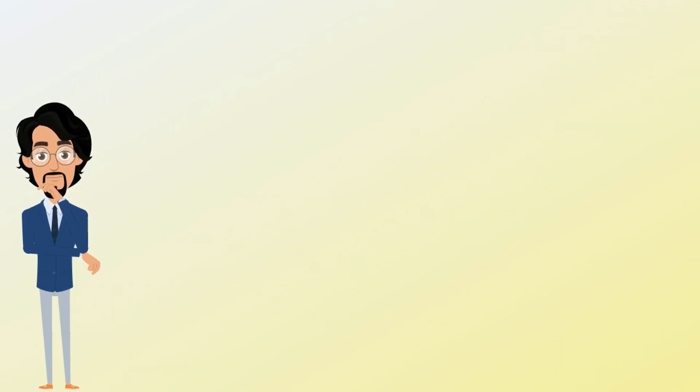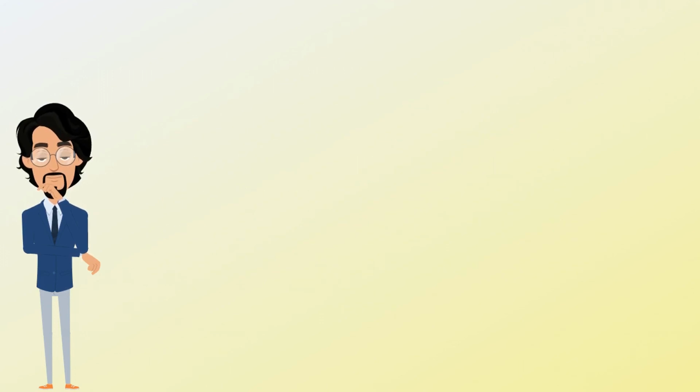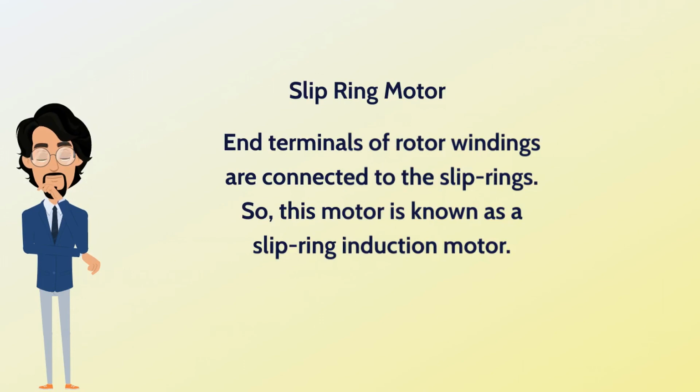Wound rotor. In a phase wound rotor, the rotor winding is wound in such a way that the number of poles of the rotor winding is the same as the number of poles of the stator winding. The rotor winding can be connected as a star or delta. End terminals of the rotor windings are connected to the slip rings. So, this motor is known as a slip ring induction motor.